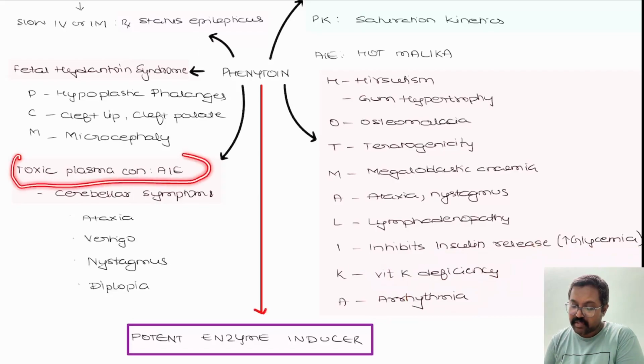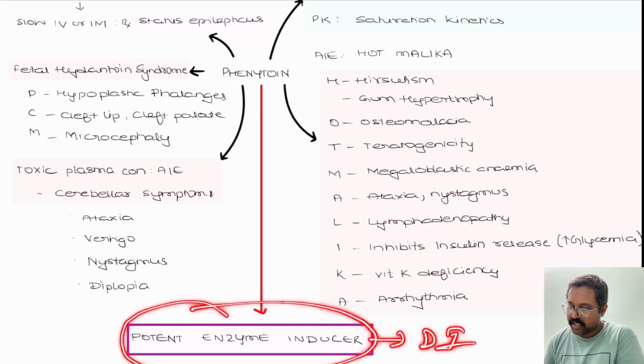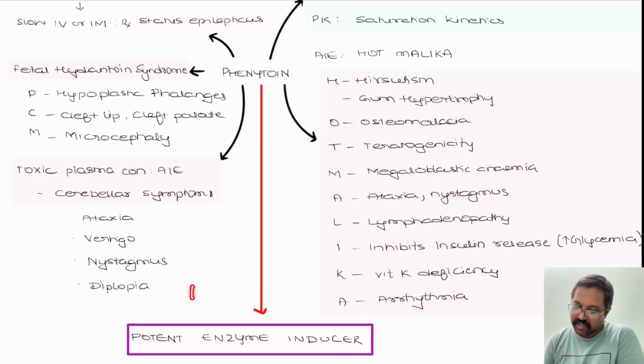At toxic plasma concentration, you're going to see the cerebellar side effects like ataxia, vertigo, nystagmus, and diplopia. Please remember, phenytoin is a potent enzyme inducer, and this is responsible for drug interactions. Whenever you give it along with another drug, this inducer is going to increase the metabolism of the other drug.